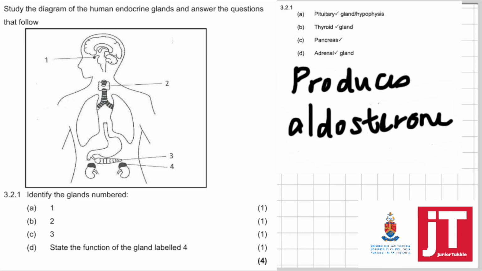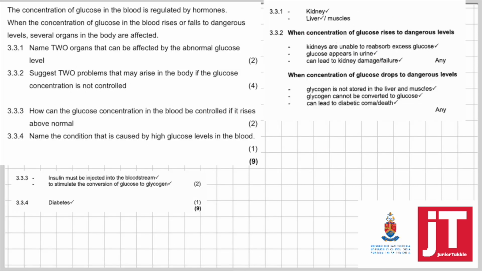3.2. Study the diagram of the human endocrine glands and answer the questions that follow. 3.2.1. Identify the gland number 1. Number 1 is, of course, the pituitary gland. Identify the gland number 2, that's the thyroid gland. Identify gland number 3, that is the pancreas. And D, which is obviously not here in the memo, state the function of the gland D, which is the adrenal gland, produces aldosterone. Right.